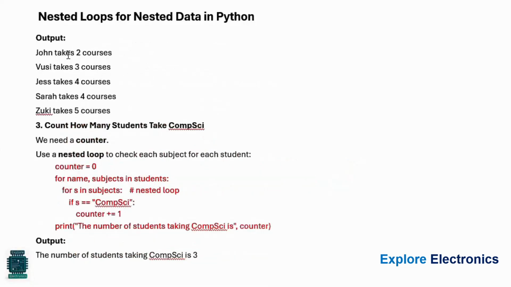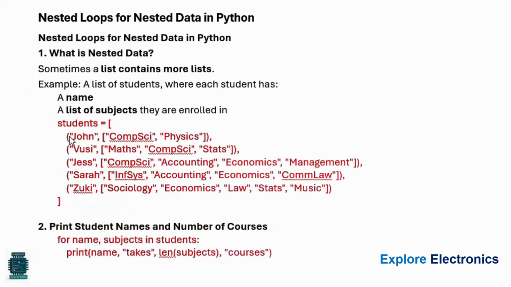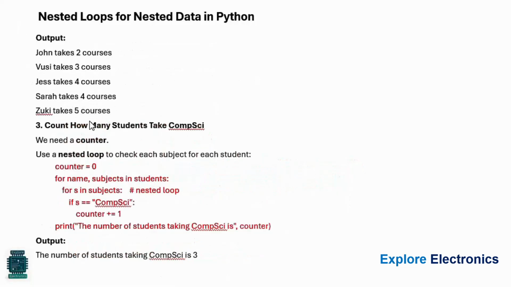Here John takes two courses. Let us see the example. John, name means it will go check the John takes; the length of the subject is computer science and physics. It will print two courses. And we see takes 1, 2, 3, 3 courses. And takes 1, 2, 3, 4, 4 courses. Sarah takes 4 courses. Juki takes 5 courses. Got it? This is the output of the program.